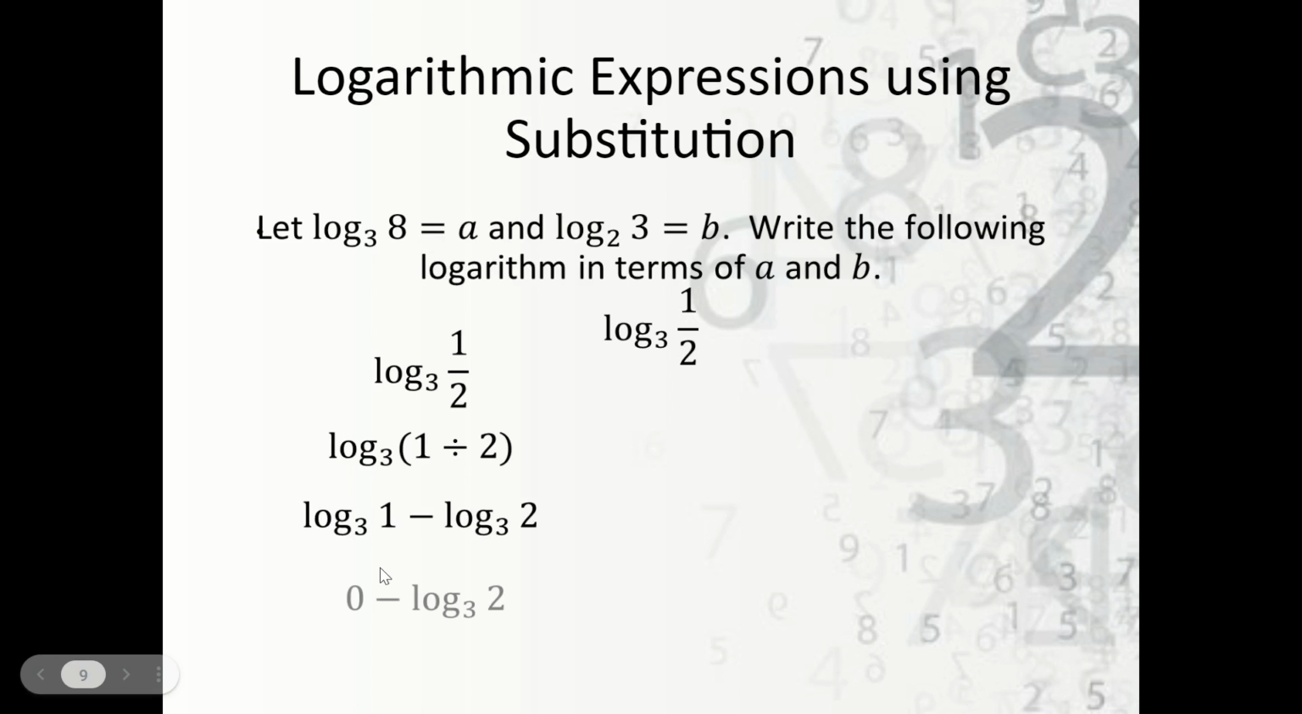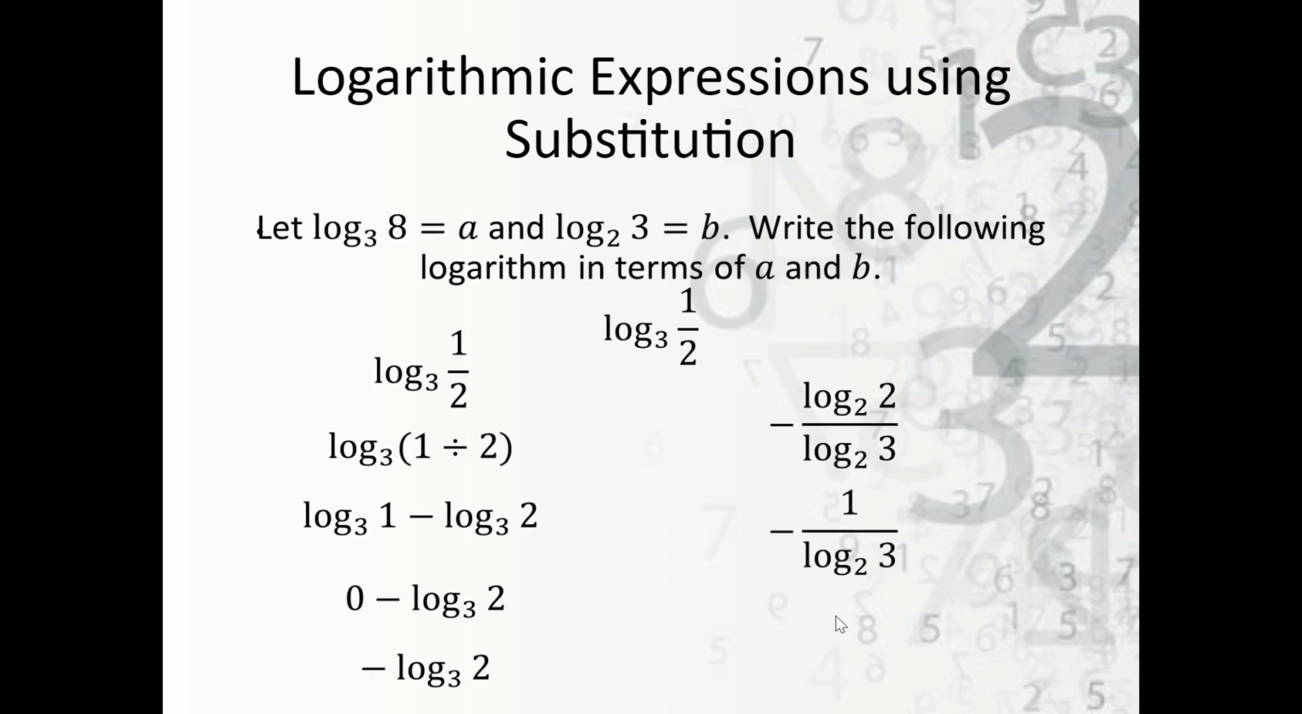So this is really 0 minus log base 3 of 2, which again looks very similar to b, but we have the wrong base, so we need to change the base. So this is really negative log base 3 of 2, and we're going to rewrite that with a change of base. So when we change the base to 2, this is log base 2 of a, which is 2, over log base 2 of a, which is 3. So now 2 to the first power is equal to 2, so this is 1. And this is really just b, so this is negative 1 over b.